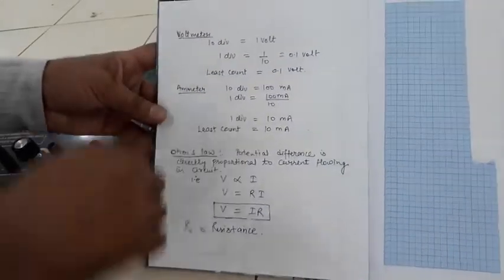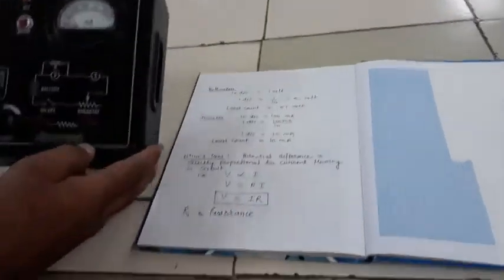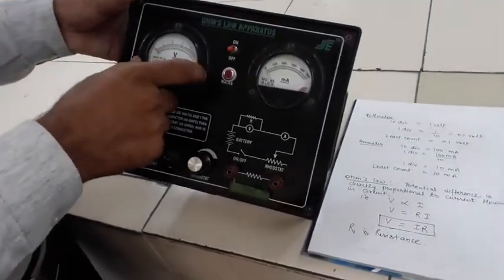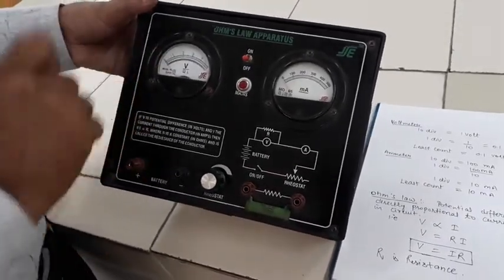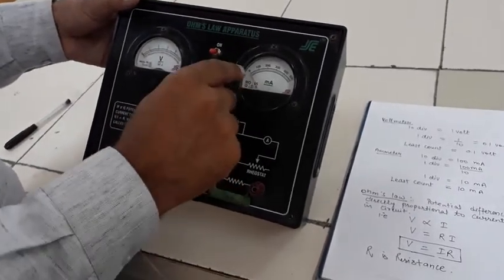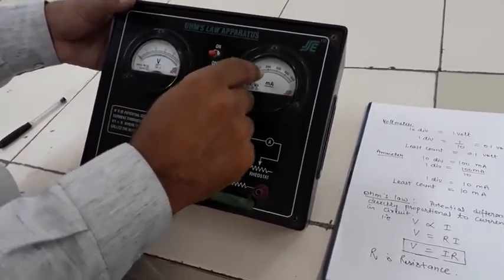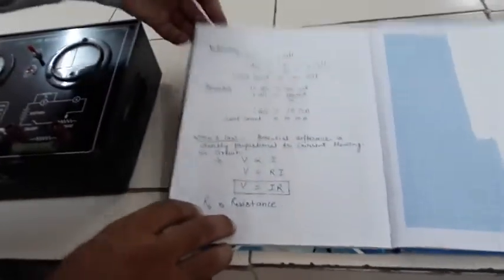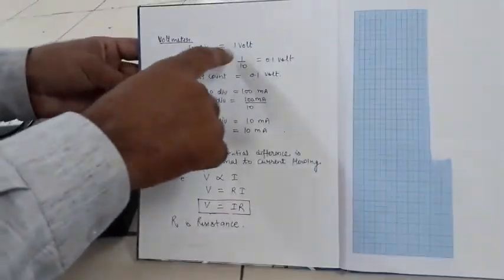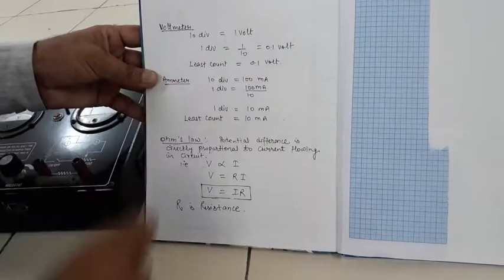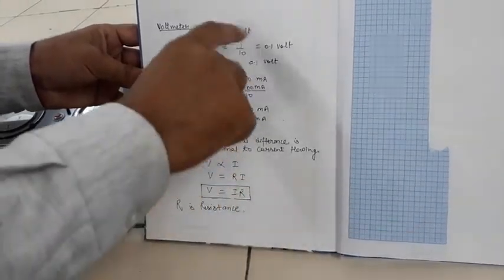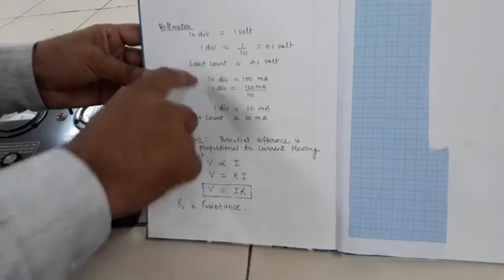For this instrument, the division between 0 and 1 is 10, and in this the division between 0 and 100 is 10. So in case of voltmeter, 10 divisions is equal to 1 volt. So 1 division is equal to 1 upon 10 volt, which is 0.1 volt. This is the least count of the voltmeter.